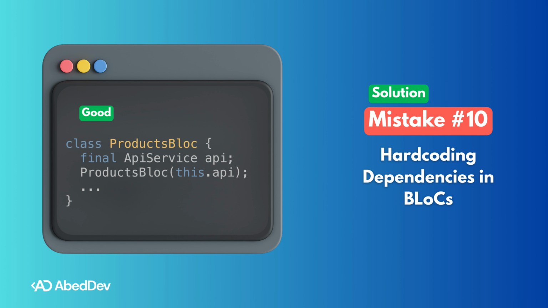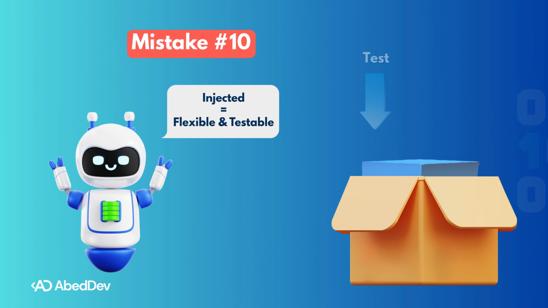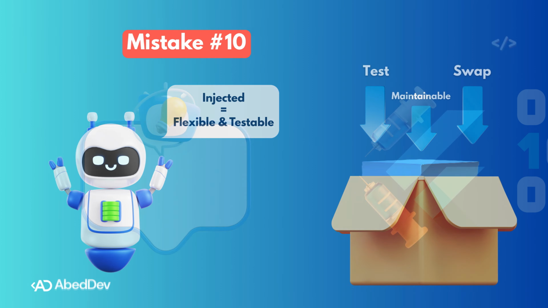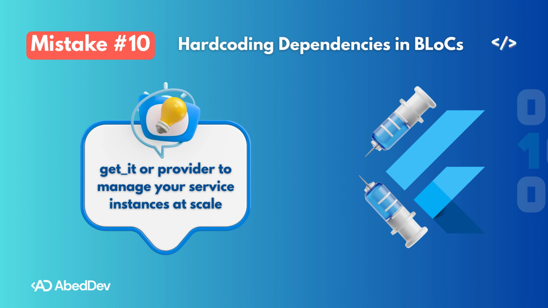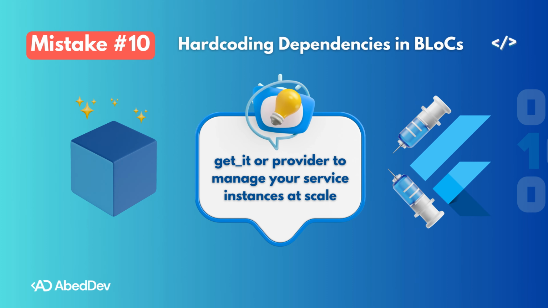Now, your BLoC doesn't care where the service comes from, it just uses it. Your test can pass in a mock, your app can swap in a different implementation, your code is more maintainable and future-proof. A bonus tip: use a dependency injection solution like GetIt or Provider to manage your service instance at scale. It keeps your BLoC clean and focused, just logic and state.